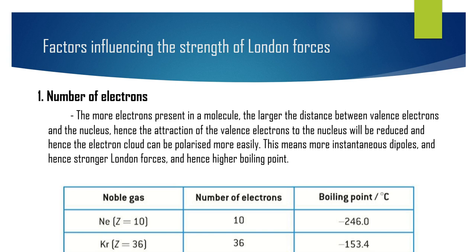We can see that between neon, which has the atomic number of 10. So in a neutral atom, it will have 10 electrons, and its boiling point is minus 246 degrees C, whereas krypton, which has 36 protons and in a neutral atom will have 36 electrons, has a bigger electron cloud, which means our dispersion forces are much stronger. Its boiling point is 153 degrees, so it's about 90 degrees higher than that for neon.